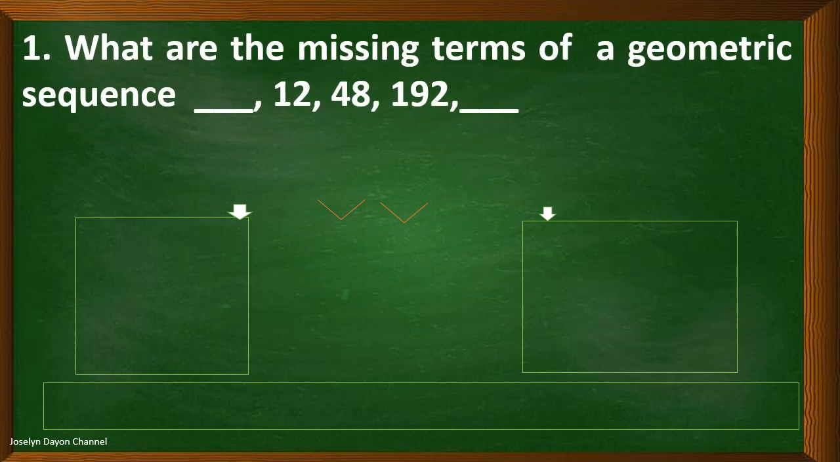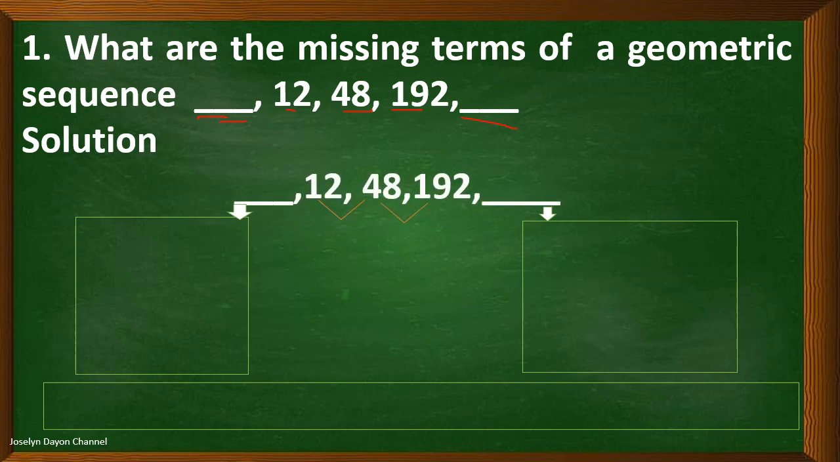Now we will consider the first example. What are the missing terms of a geometric sequence? We have here blank, 12, 48, 192, and blank. If you have observed, the missing terms are the first term as well as the fifth term. So how are we going to find the missing terms? First, we have to determine the common ratio.